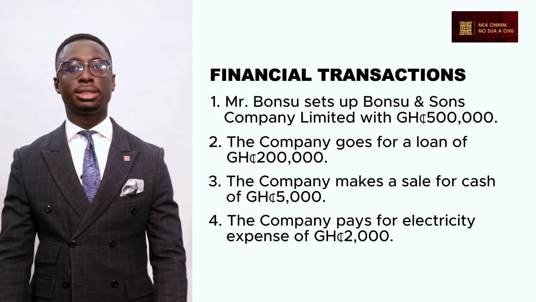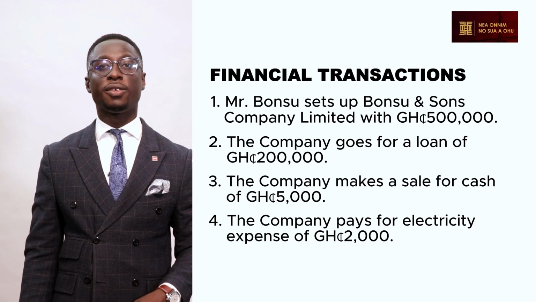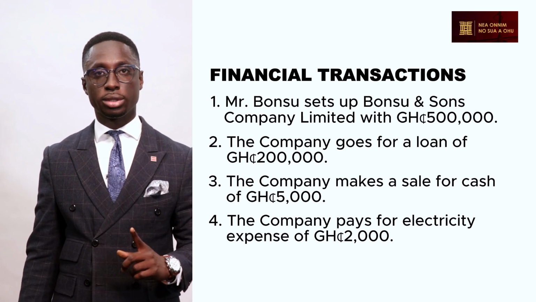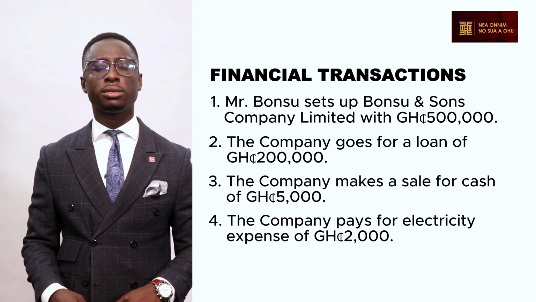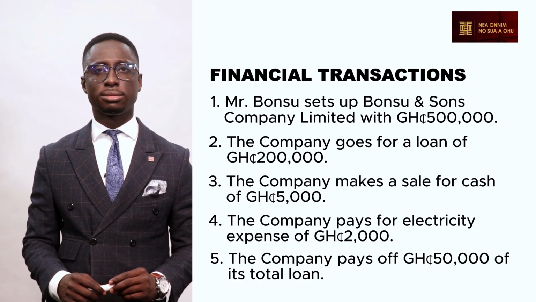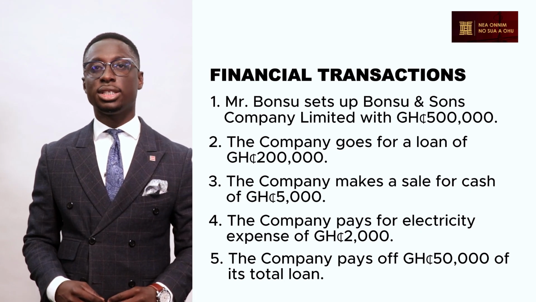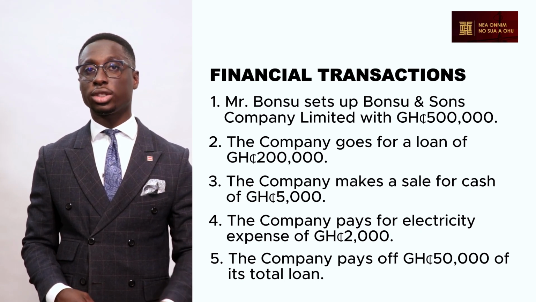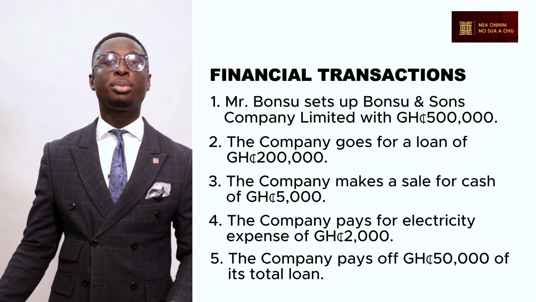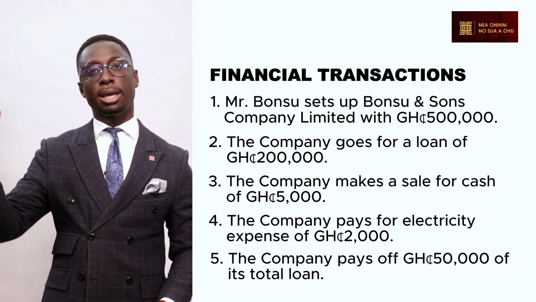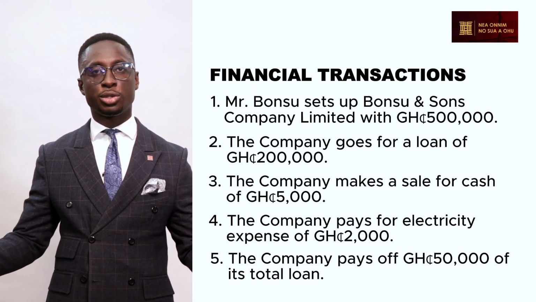Now we decide, as the company Bonsu and Sons, to pay off a part of the loan, which is currently 200,000. So we decide to pay off 50,000 of it. So we are paying out cash. So our cash account is going to what? Reduce by 50,000. And once we pay a portion of the liability, that liability is going to reduce by that 50,000.